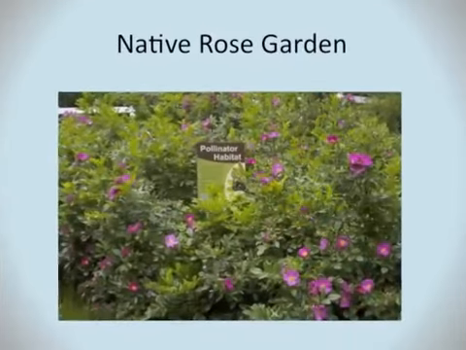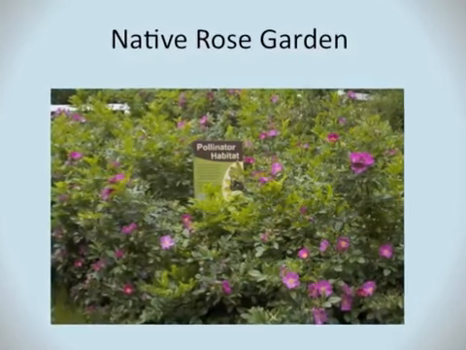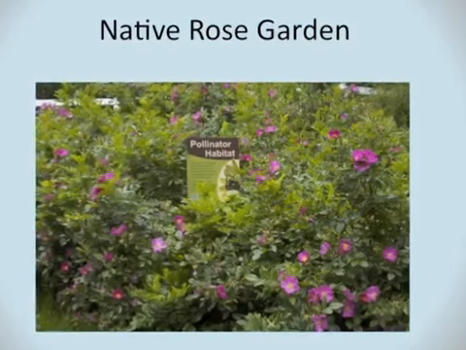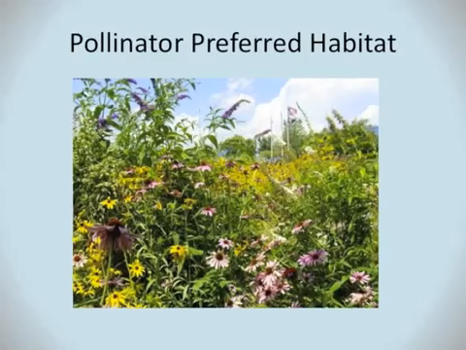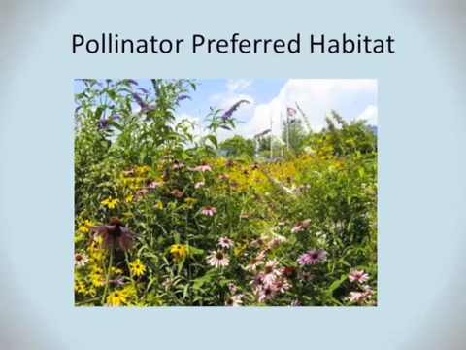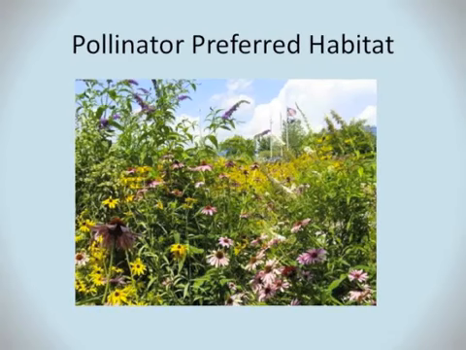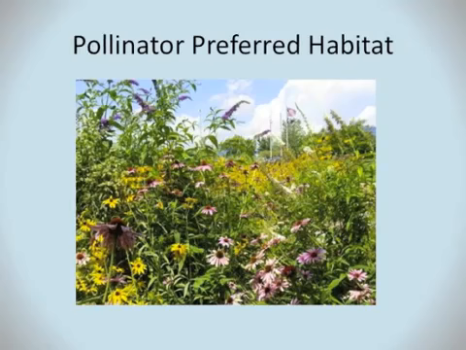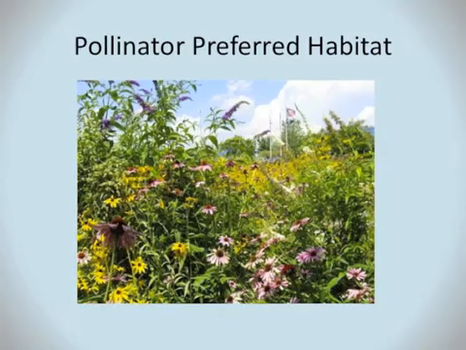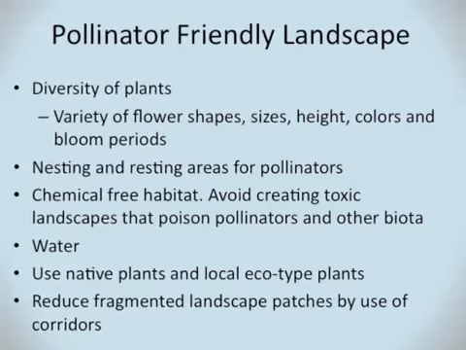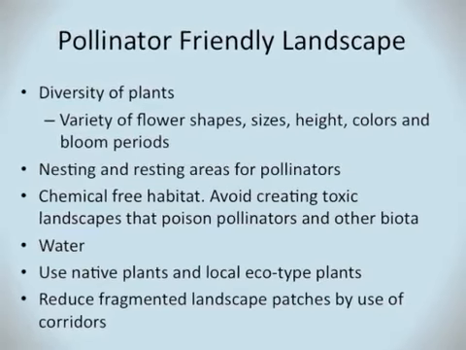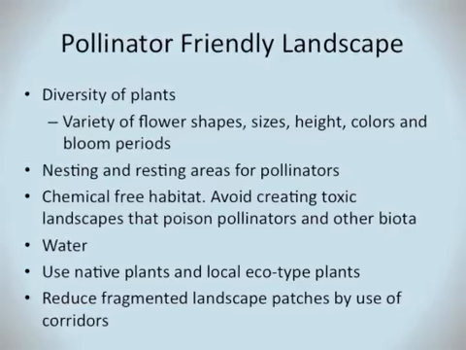The image shown is a picture of a native rose garden habitat. In the pollinator preferred habitat, there is a large diversity of plants with a variety of flower shapes, sizes, height, colors, and bloom periods. There is also nesting and resting areas for the pollinators, as well as a chemical-free habitat. Of course, the pollinator-friendly landscape has a source of water and also uses native plants and local ecotype plants.